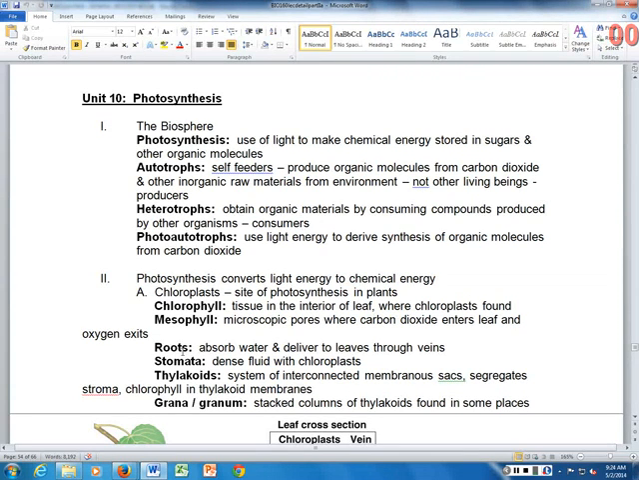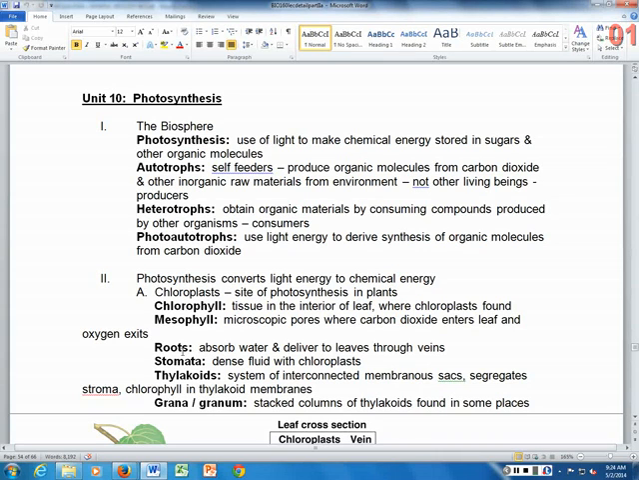Your heterotrophs, these obtain their organic materials by consuming compounds that are produced by other organisms. They're consumers. So we're considered a consumer in there because we have to eat something that something else alive made. So a photoautotroph uses light energy to drive the synthesis of organic molecules, specifically from carbon dioxide.